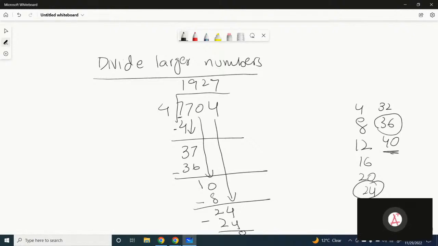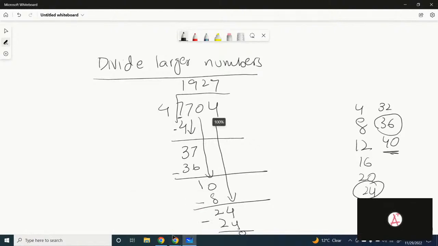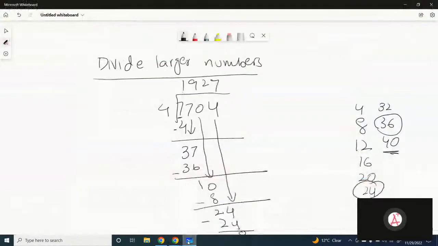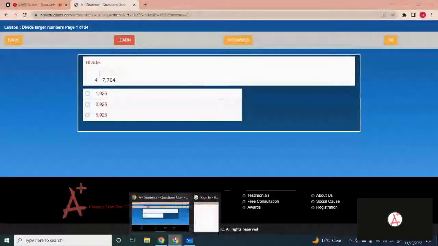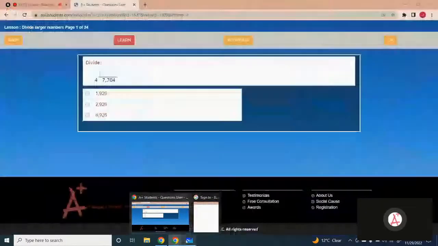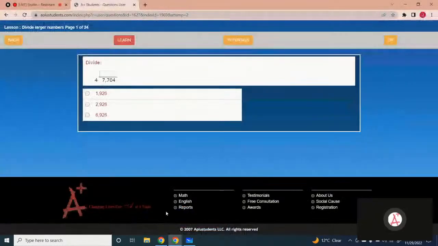Please write the answer in the chat box. It would be 1925. 1926. Wait, let me just confirm. Oh, 4 times 6 is 24, not 7. It would be 1926. Just select the correct option and click on the OK button.